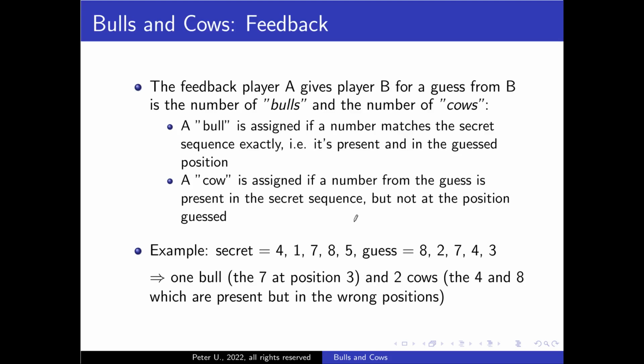Example. Once again, the secret is in this example 41785 and the guess is 82743. This would mean one bull, which is 7, which is present and in the right position, and 2 cows. One would be the 4: player B has guessed that the 4 is in the 4th position, it's present but in the 1st position. And the other cow is the 8: player B has guessed it's in the 1st position, it's actually present but in the 4th position, so that is another cow. One bull, 2 cows.